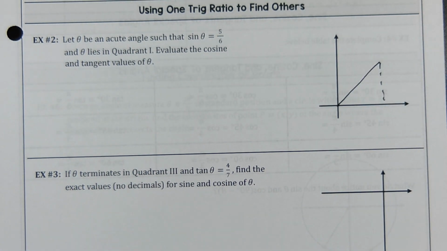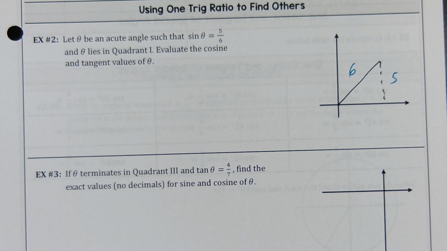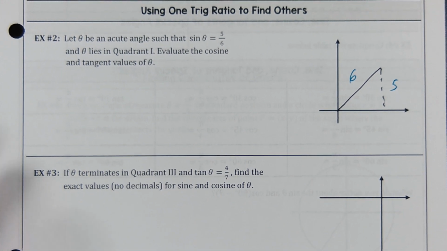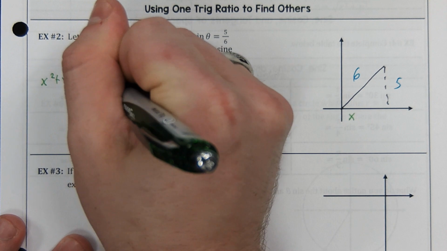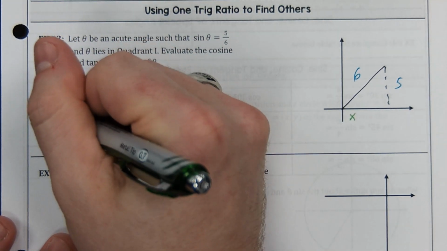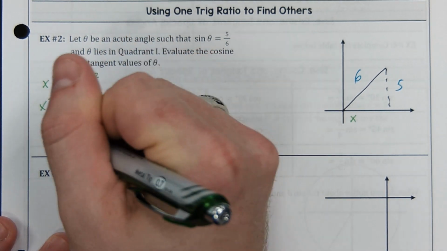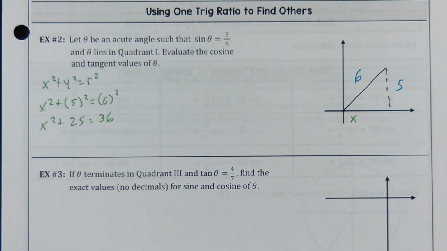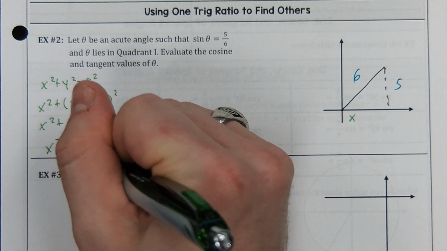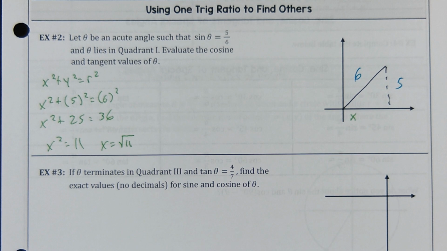Sine is y over r. And in order to figure out cosine and tangent, as well as their reciprocals, I'm going to need the x value to fill out what we know. We don't know x. Please use parentheses. Subtract 25. You get x squared is 11, so x is root 11. What if I had been in quadrant 2?